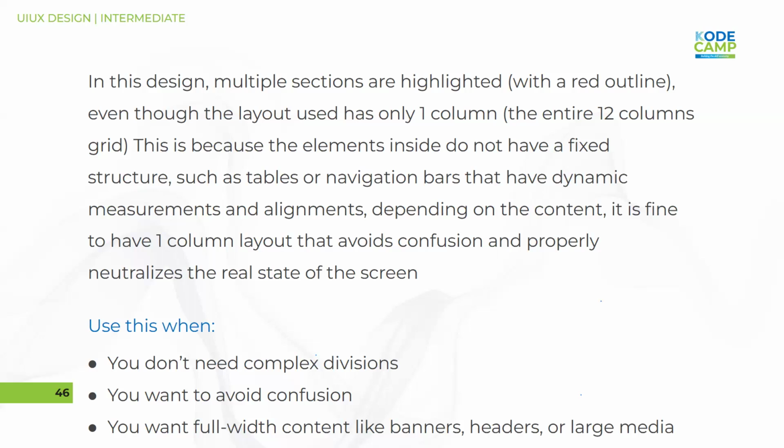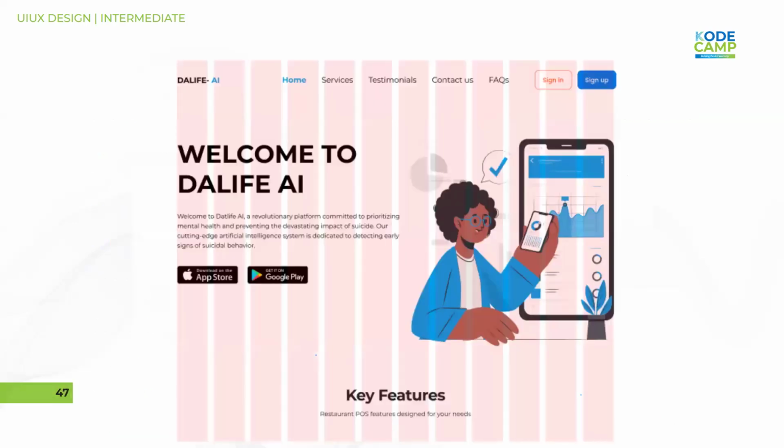So when do we use this? Use this when you don't need complex division. Use this when you want to avoid confusion, and also use this when you want full width content like a banner, header, or large media. This is an example of a one column layout. If we count the grid system there, it is 12, and we see how everything is aligned by it. You use this most times in hero sections and the likes of it.